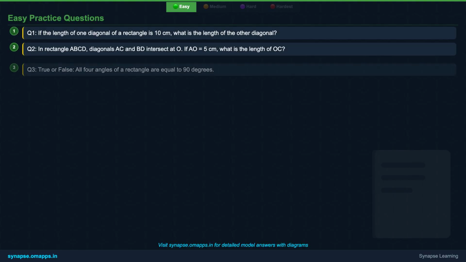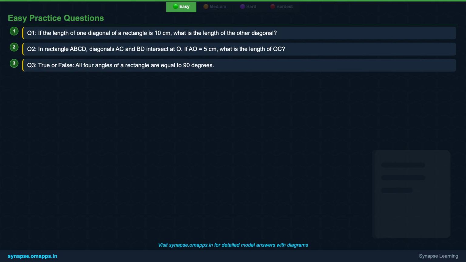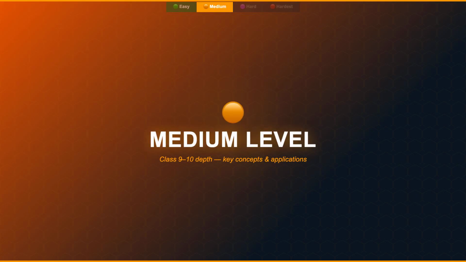Time to test your understanding with some quick questions. Q1. If one diagonal of a rectangle is 10 centimeters, what's the other? Q2. In rectangle ABCD, diagonals AC and BD meet at O. If OA is 5 centimeters, what's OC? And Q3. True or false, all four angles of a rectangle are equal to 90 degrees. Think about the definitions we just covered. Ready to go a bit deeper?